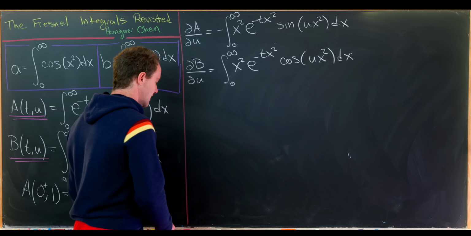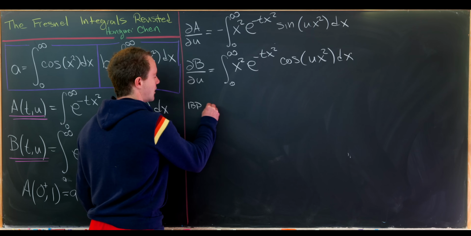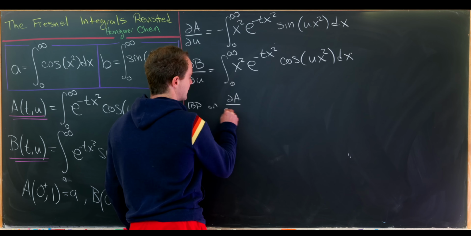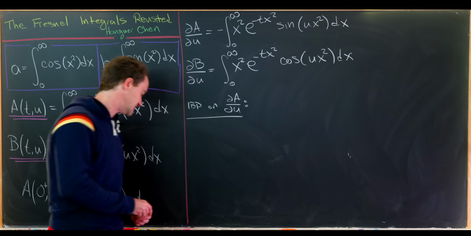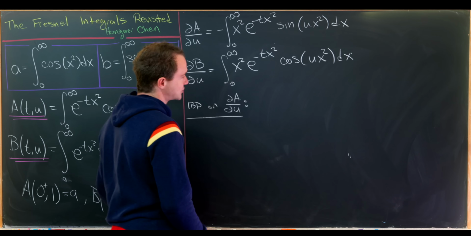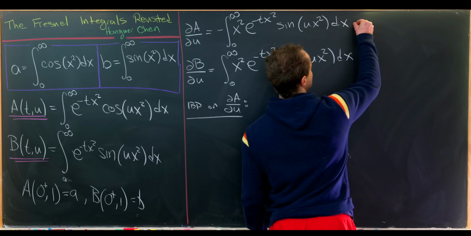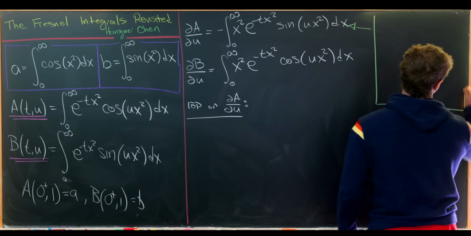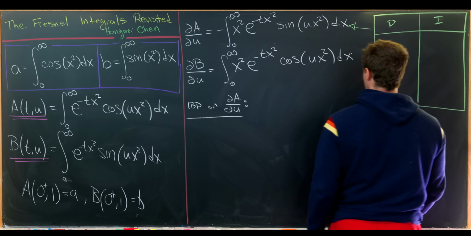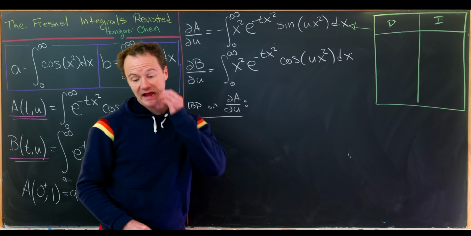Next up we're going to use integration by parts on the partial of A with respect to u formula. And this will be integration with respect to x. I'm going to use this DI method, which can be generalized to something like this fairly easily. So let's make our chart. We'll have our D column and our I column. For the I column, we need something that we can take the antiderivative of fairly easily. In this case, I think a good choice will be x times e to the minus t x squared.